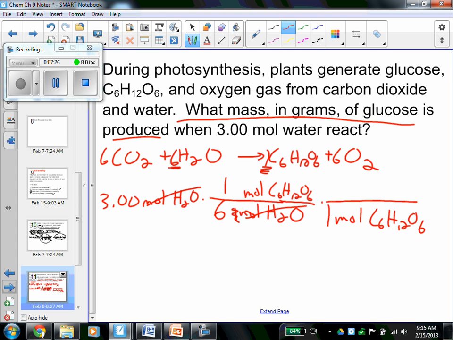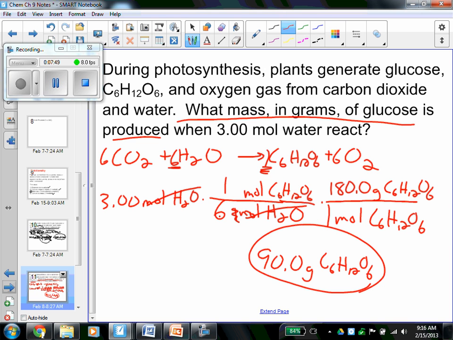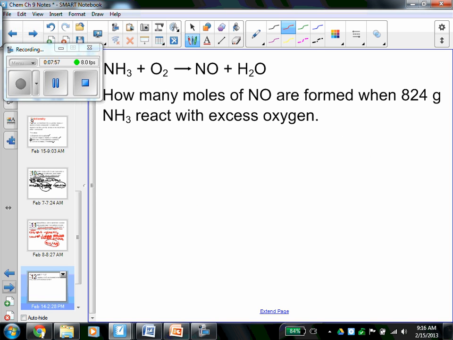Okay? The molar mass of glucose is 180.0 grams per mole, C6H12O6. And when I multiply, let's see, 3 divided by 6 is 0.5. When you hit equals, it's 0.5. Take 0.5 times 180, and you end up with 90.0 grams of C6H12O6. So you notice I've labeled everything in the problem. I've labeled my answer. Nothing is left to chance. Okay? Let's try another. All right, so I have a chemical equation at the top here where ammonia plus oxygen gives me nitrogen monoxide plus water.